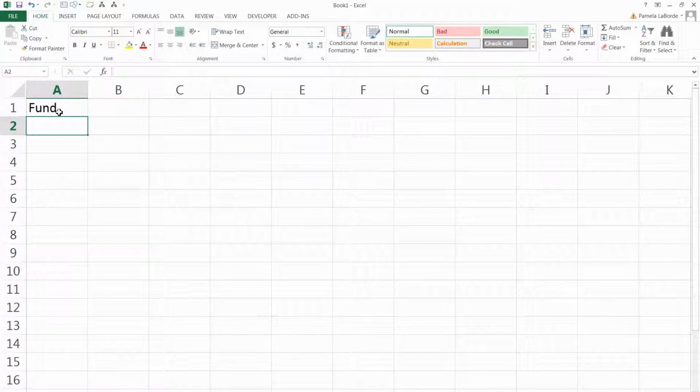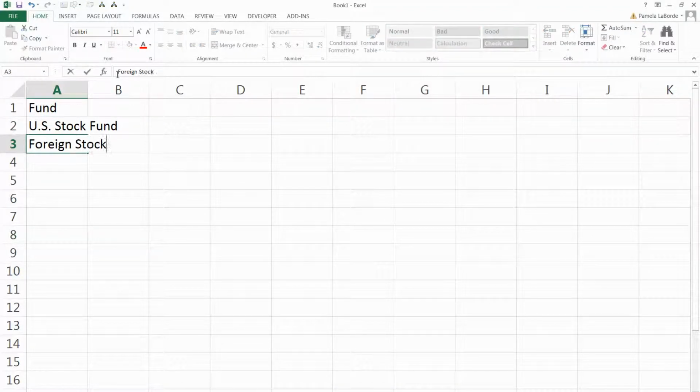All right, I'm going to show you how to rebalance a portfolio. So let's say I've got 3 different funds that I'm interested in allocating my investments across. So I've got a stock fund, actually let's make that a US stock fund, and then a foreign stock fund, and a bond fund.